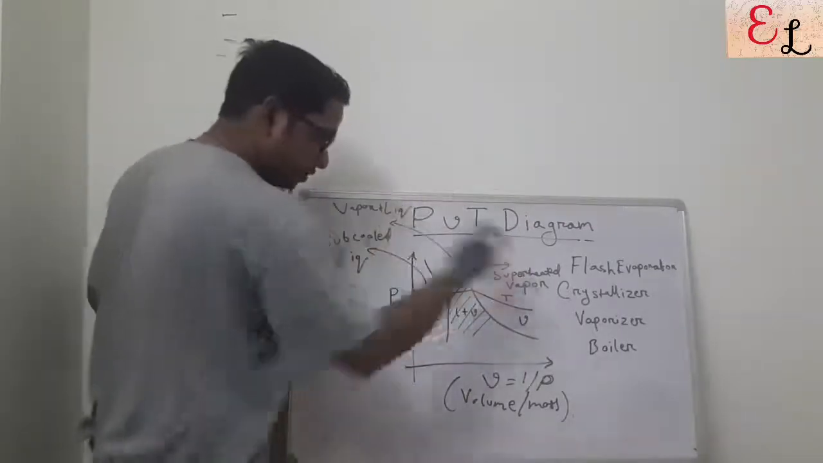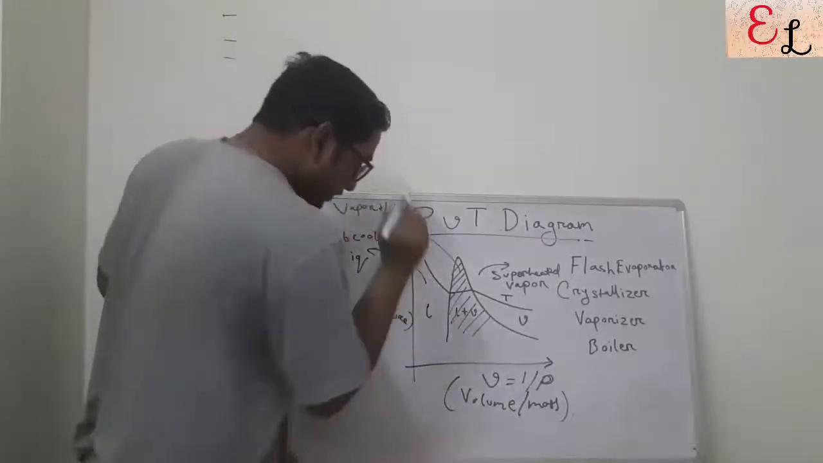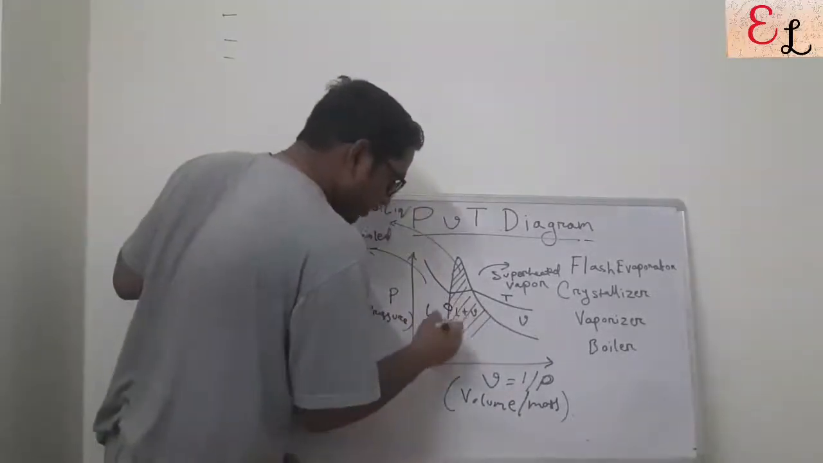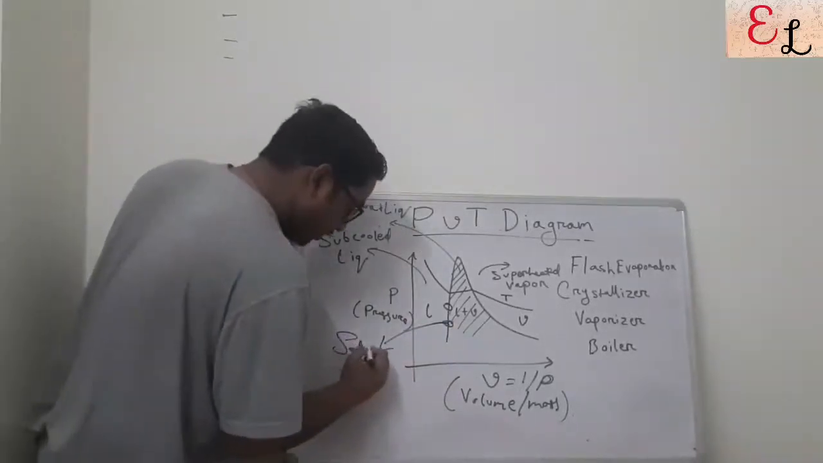As we give heat, vapor is converted. We will discuss how it is happening. These are the points of saturation. Now, what is this point? This is saturated liquid at a particular pressure.